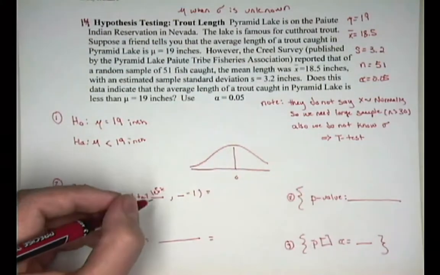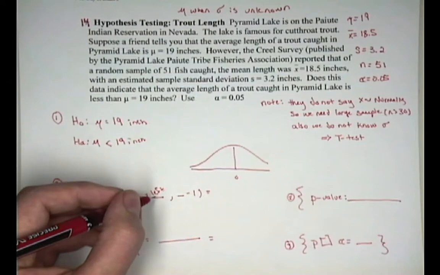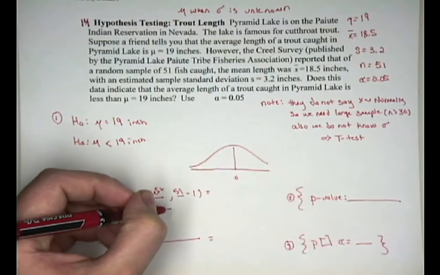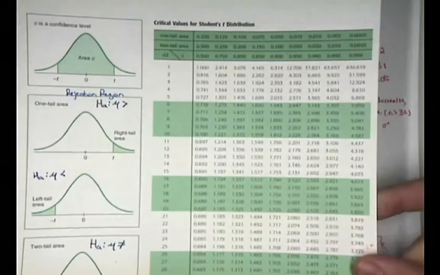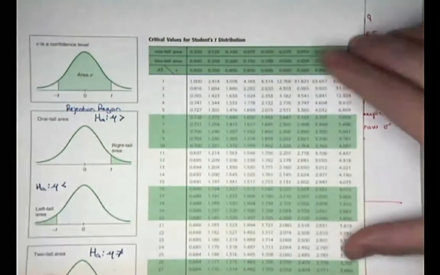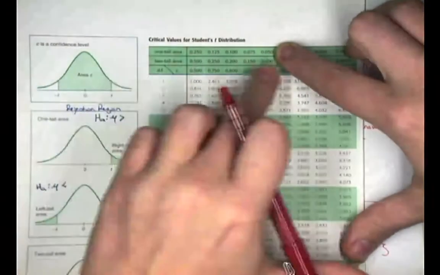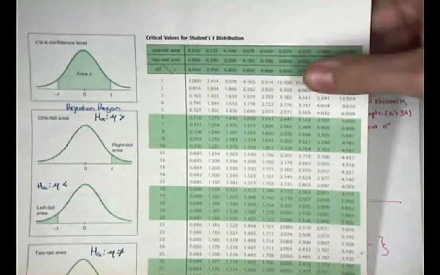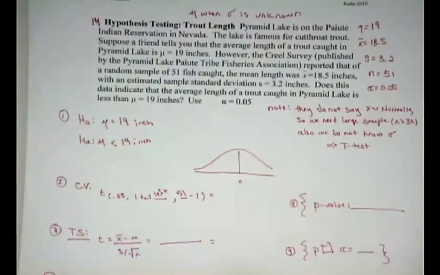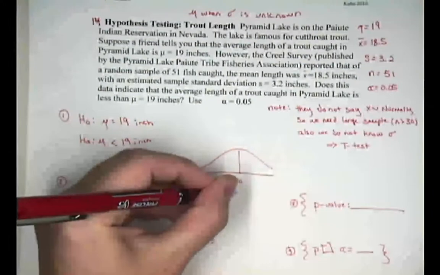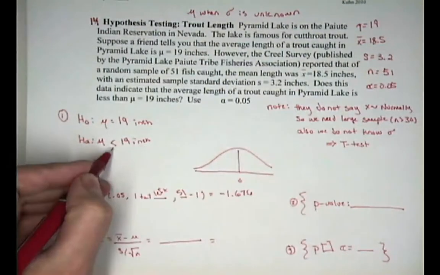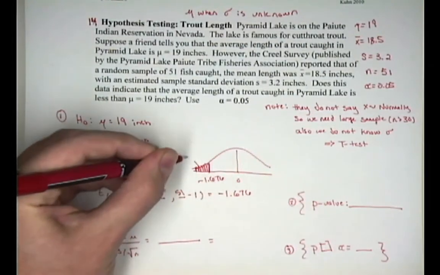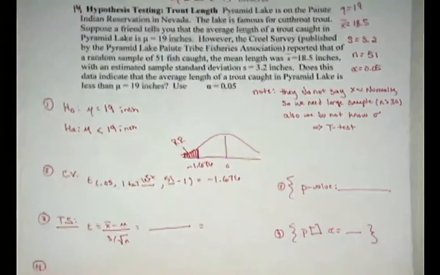Alpha's 0.05. Degrees of freedom are pretty large. Our sample size is 51, minus 1, so we're going to be doing 50 degrees of freedom here on our critical value method. So we'll get out our t-table. We've got a one-tail area. Alpha was 0.05, and we go down to 50 degrees of freedom, which is 1.676, but it's a left-tailed test, so it's a negative 1.676. So we're shading the left tail, negative 1.676, and we label that our rejection region. Now that's the critical value.